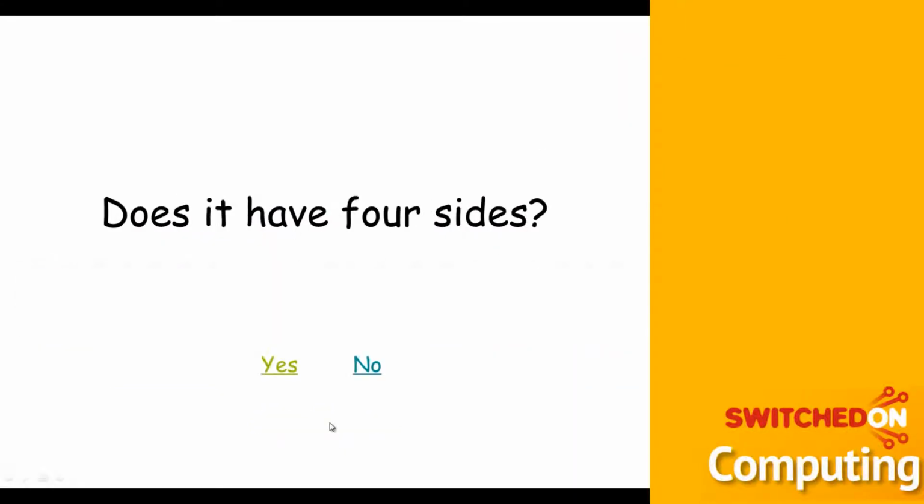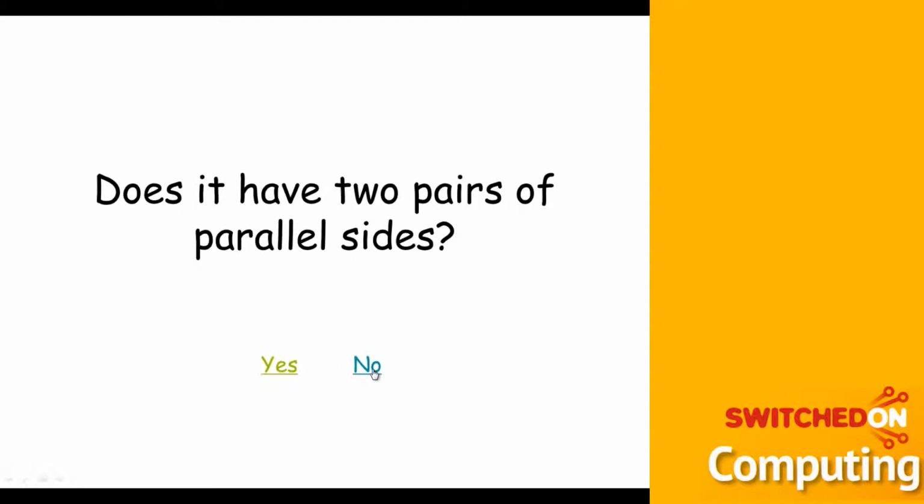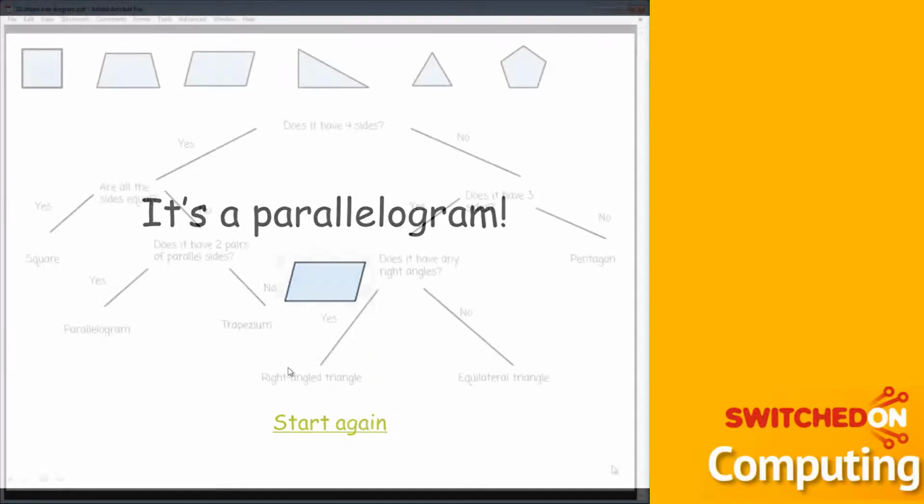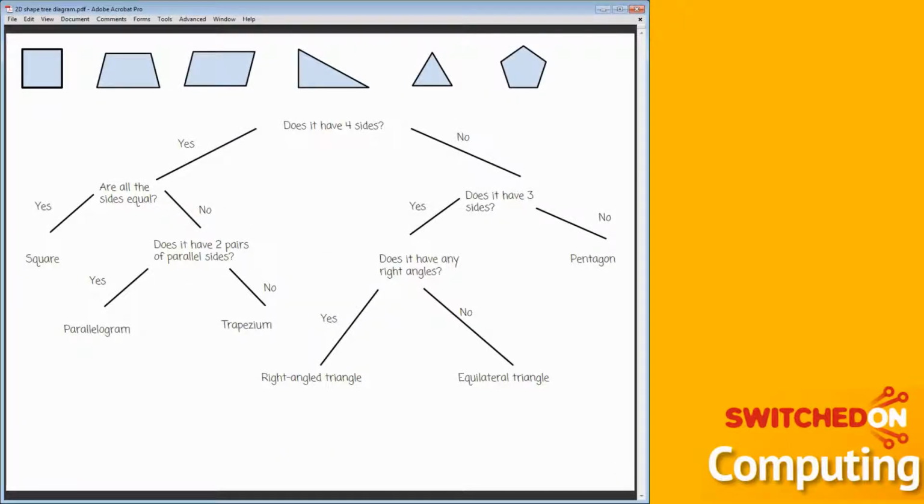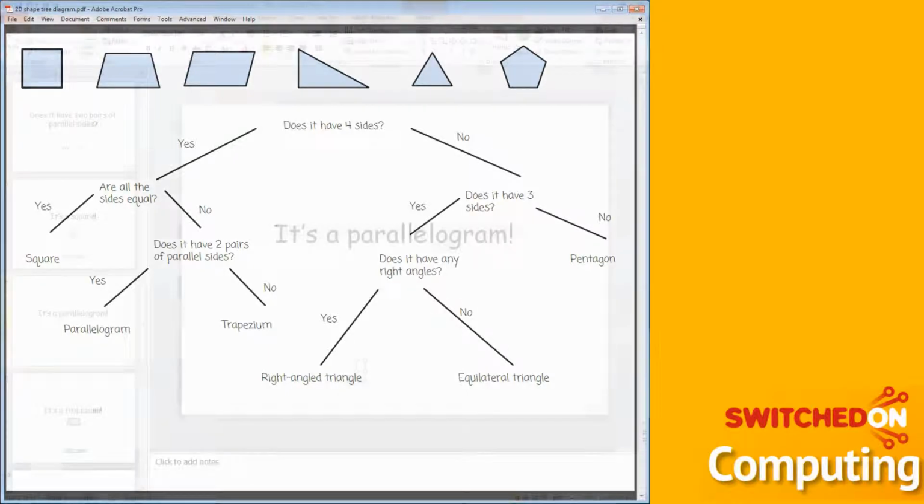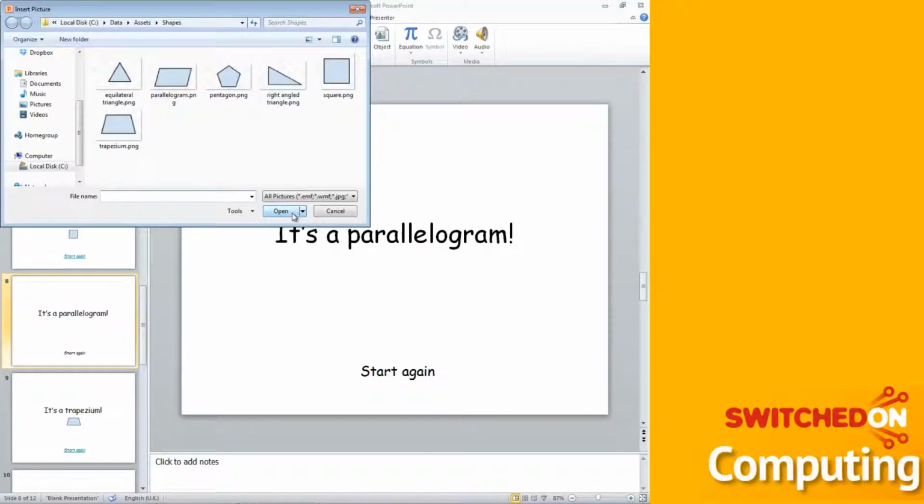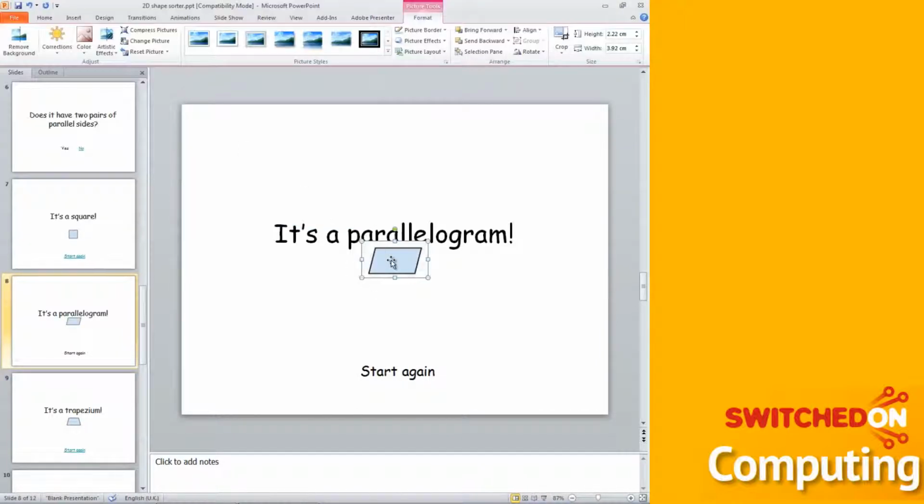In PowerPoint, use hyperlinks to create a branching tree diagram, where user interaction controls the order in which the slides are displayed. First, plan out the tree diagram you want to build. Then, create the content of each PowerPoint slide, adding text and images as you need.